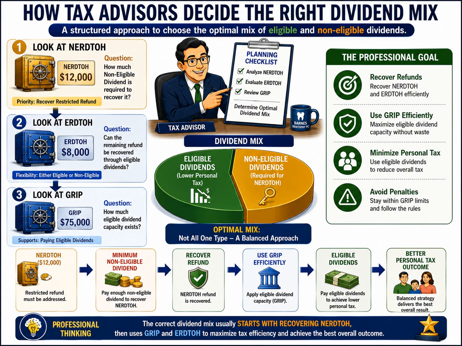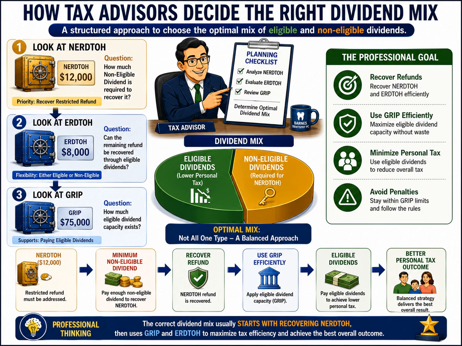The first step is always to look at NERDTOH. Natasha's corporation has a NERDTOH balance of $12,000. Because NERDTOH is restrictive, it requires non-eligible dividends to generate a refund. That means the first planning question is, how much non-eligible dividend must be paid to recover this refundable tax? This becomes the starting point of the strategy.